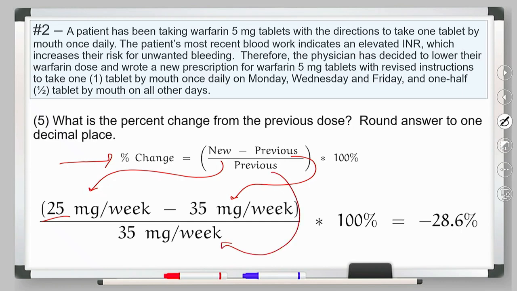So 25 minus 35 is negative 10, divided by 35, times 100 to present it as a percent, gives us negative 28.6. So that's your final answer. What does the negative mean? That the dose decreased. It just means that we lowered the dose by 28.6%. That's how we got there.